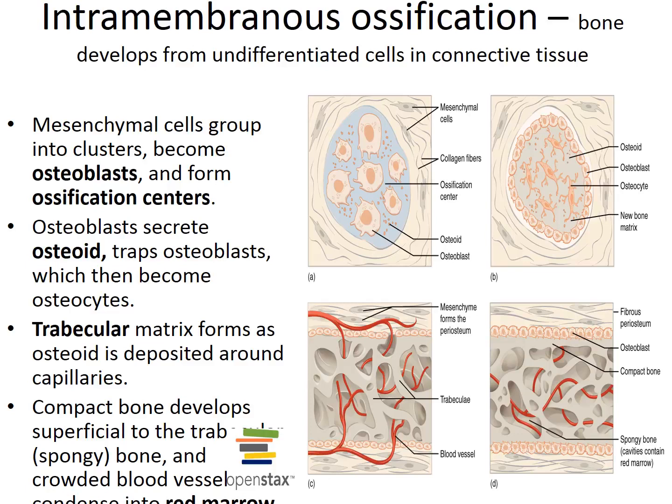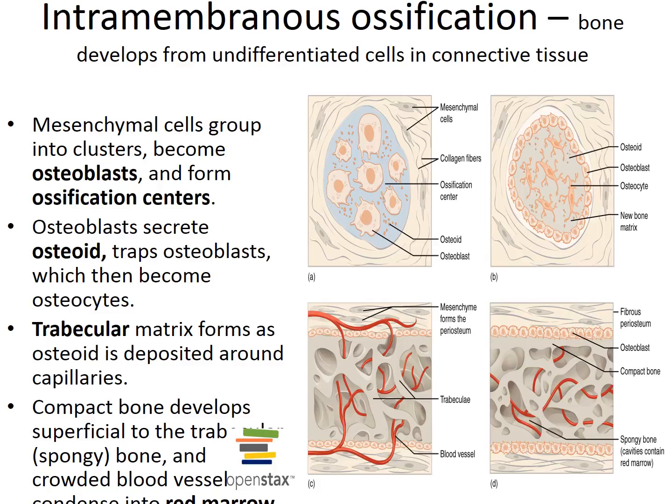The next step is formation of woven bone in the periosteum. Osteoid accumulates and fuses together, forming struts called trabeculae, or spicules, around blood vessels. The overall structure is similar to spongy bone.